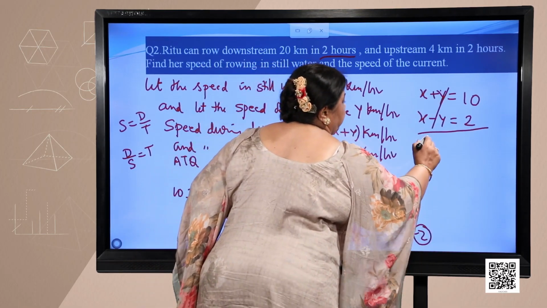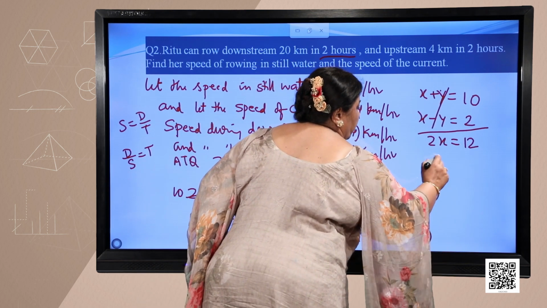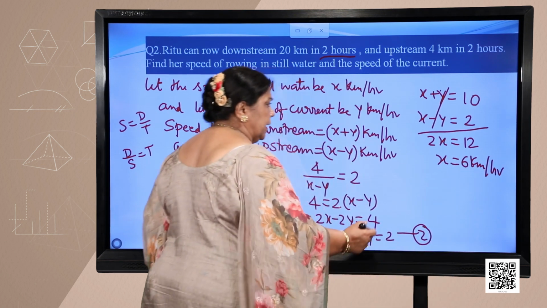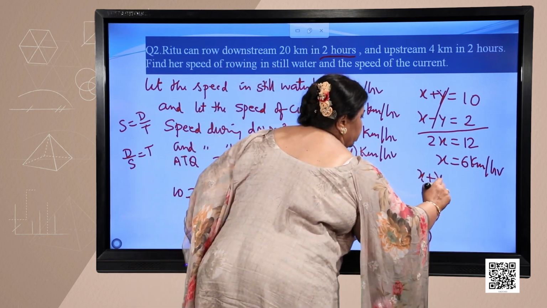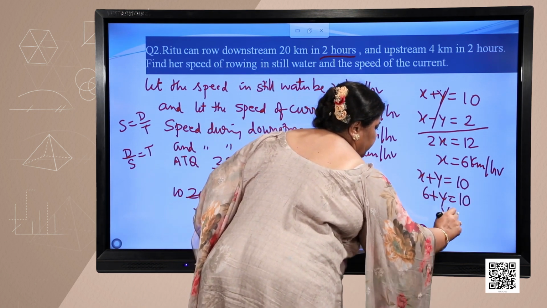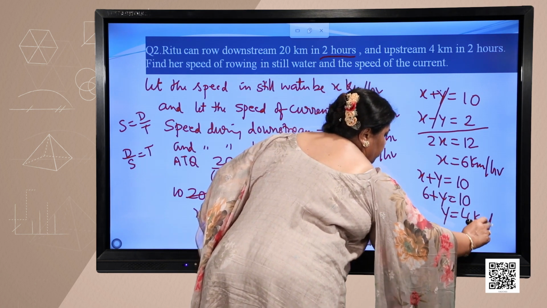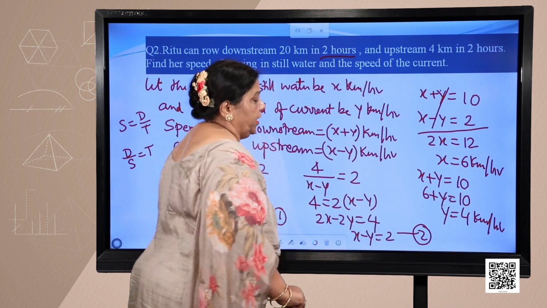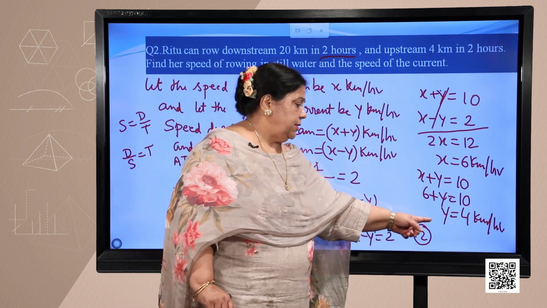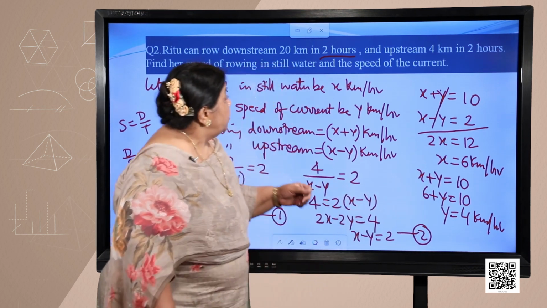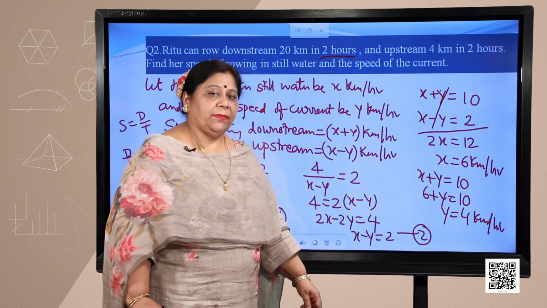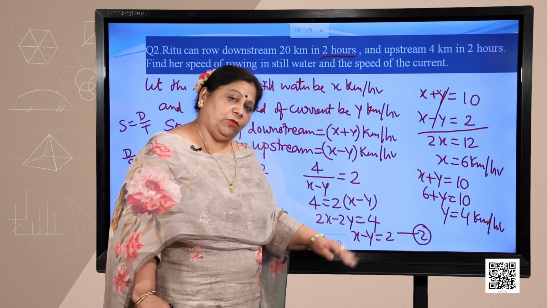Shall we add them? We get 2x is equal to 12 or x is equal to 6 kilometers per hour. Likewise, for y, x plus y is 10. So, 6 plus y is equal to 10, so y is 4. So, x is 6 kilometers per hour, that is speed in still water, and y is 4 kilometers per hour, that is speed of current. So, we have obtained the speed in still water and speed of the current. I hope it is clear. Shall we go to the next question?